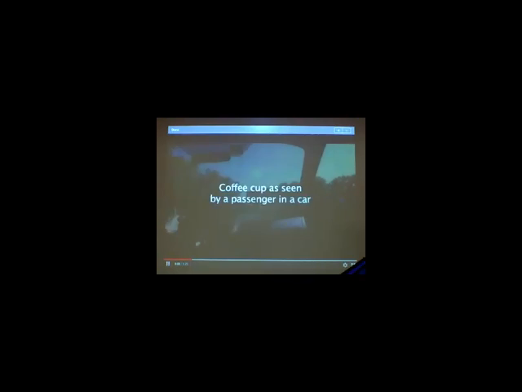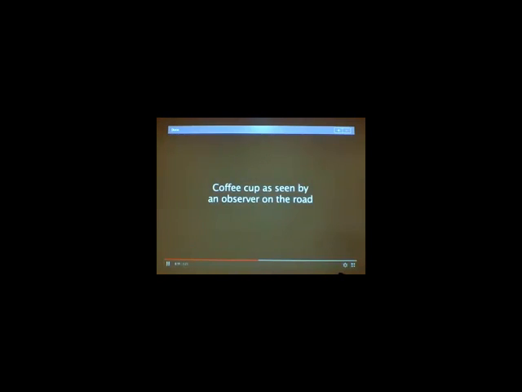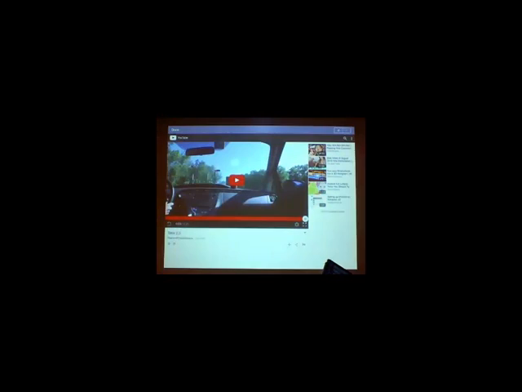So a coffee cup is seen by a driver of a car. It looks like it's not moving, versus the next, it's moving, versus a coffee cup as seen by an observer on the side of the road. The coffee cup looks like it's moving relative to the person who is stationary by the side of the road. So two different perspectives on motion.